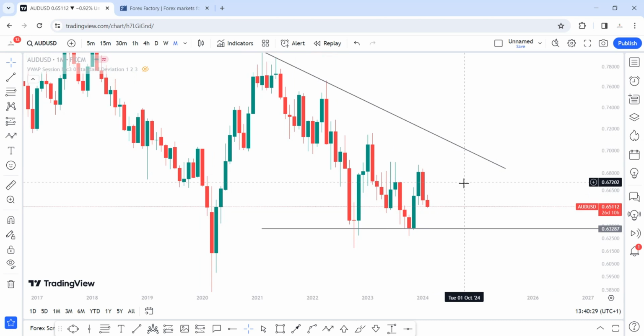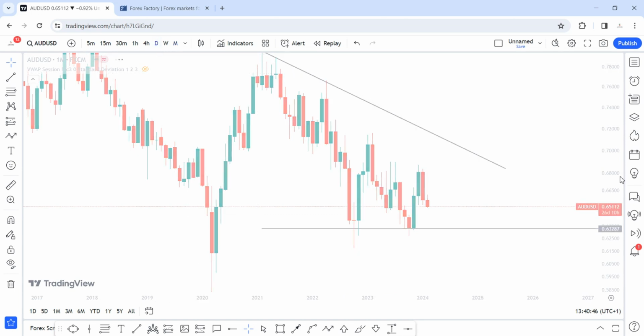On this monthly time frame on AUDUSD, my next target is 0.63287. That's my initial target. Of course, if we take that out, then this area around 0.61297 will be the next target. But let's focus on this initial target. Now let's go to the daily time frame.